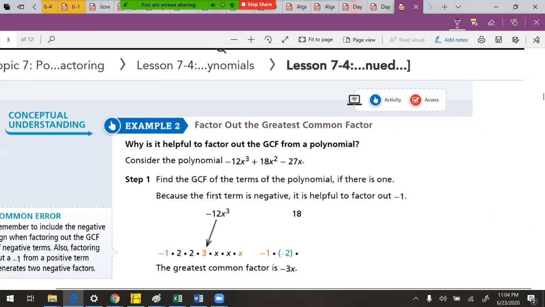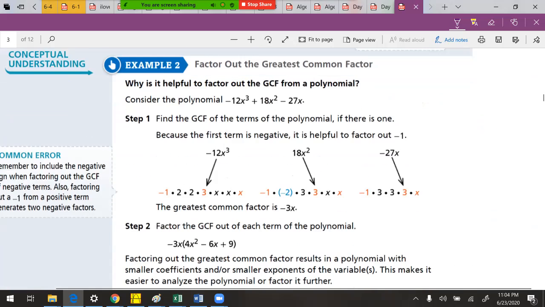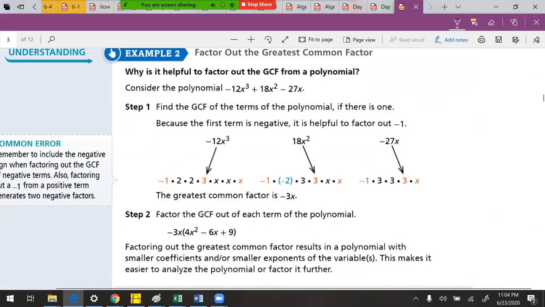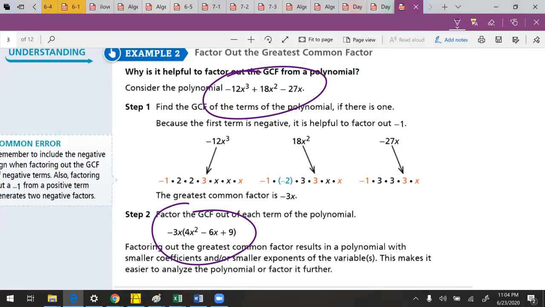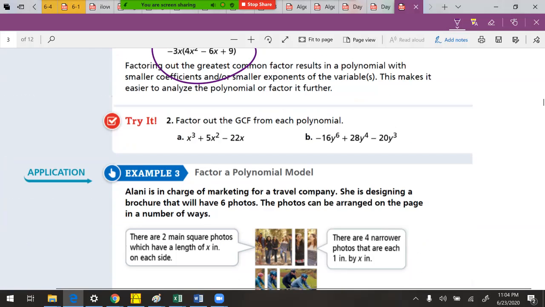So now what we're doing here is we're going to factor out the GCF. We're trying to figure out what we can divide the biggest number by. Notice how we went from here to here because we're trying to take out the biggest number and the most variables possible, okay? So here we go. Let me show you this example here, and it's not that bad. Factor out the greatest common factor.